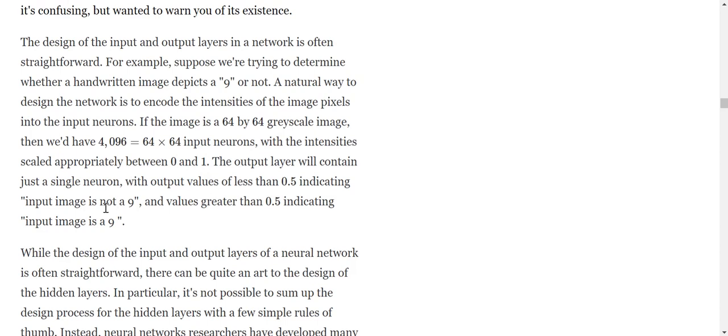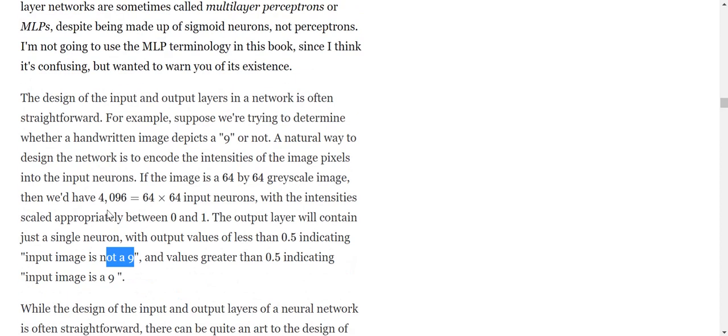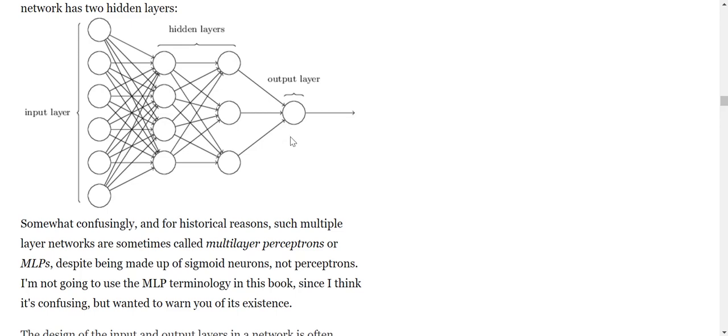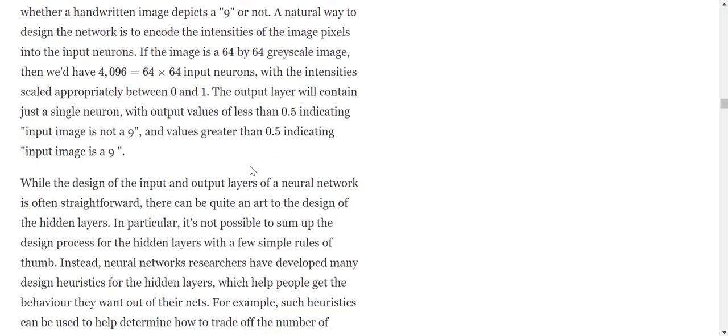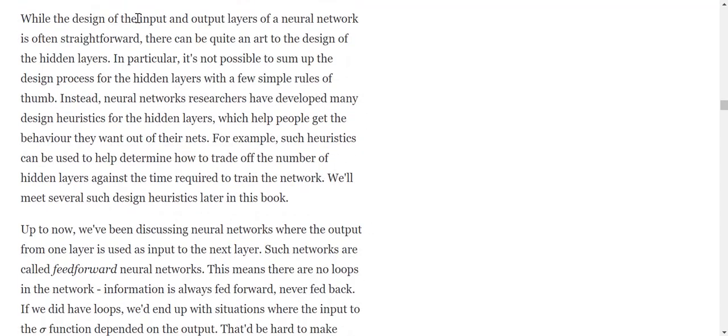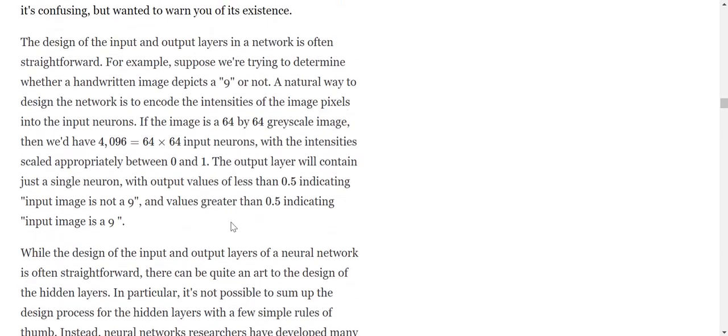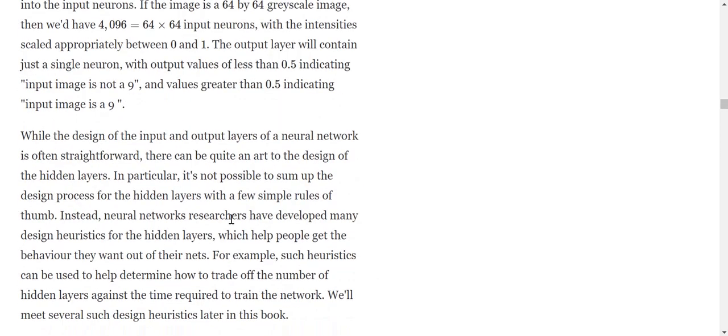The output layer will contain just a single neuron. If the value in that neuron is greater than 0.5, you have an image which is a 9. If it is less than 0.5, then it is not a 9. You might be thinking, why not take two nodes, one for 9 and one for not 9? You can do that as well. That is a totally valid approach, but in this case we are looking at binary outputs.